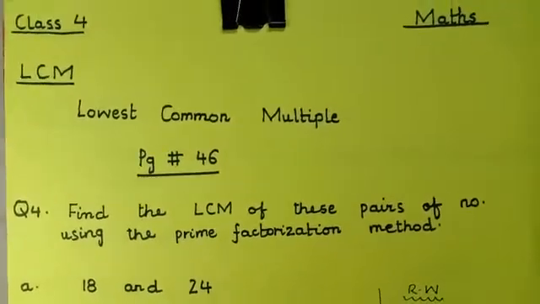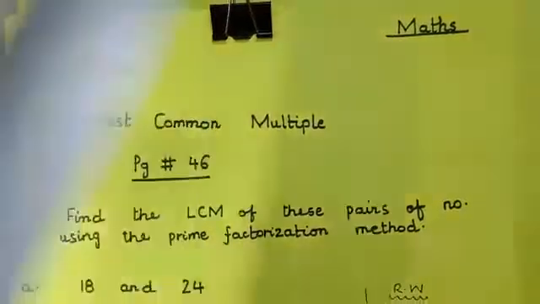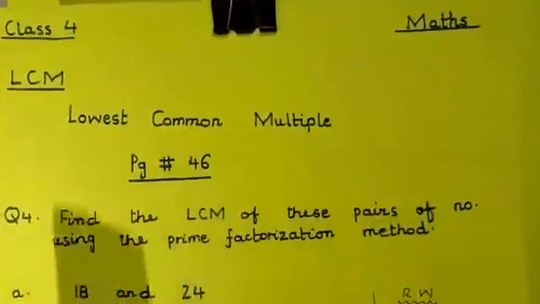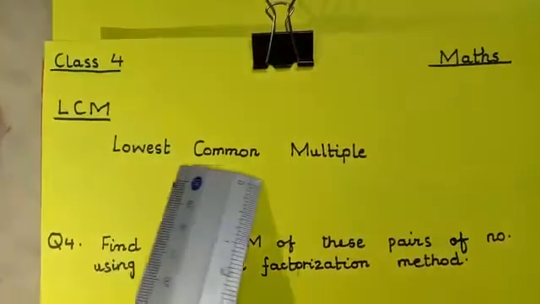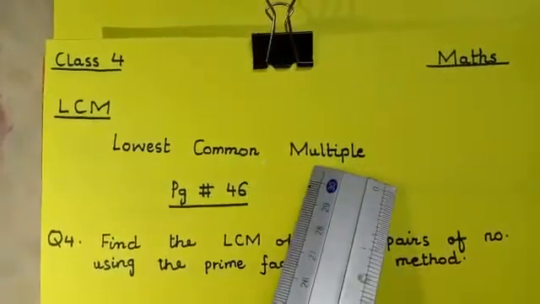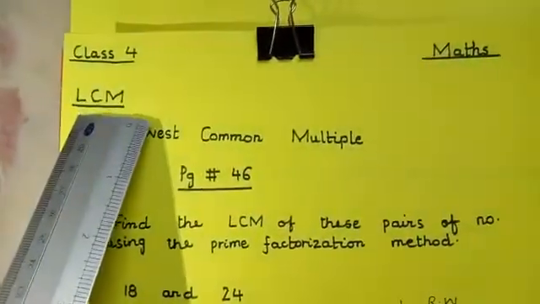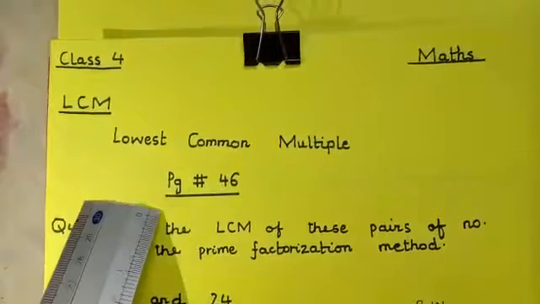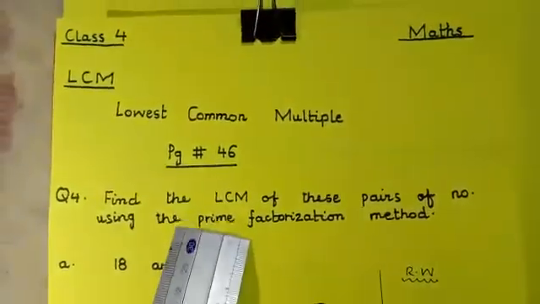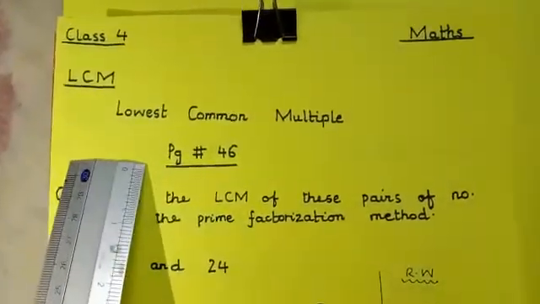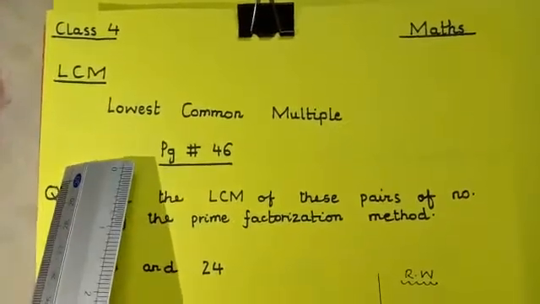Today I am going to teach you class 4 subject mathematics. Today our topic is LCM. LCM stands for lowest common multiple. LCM is also the part of exercise 2F on page number 45 and 46. So according to these concepts you have to complete exercise 2F.